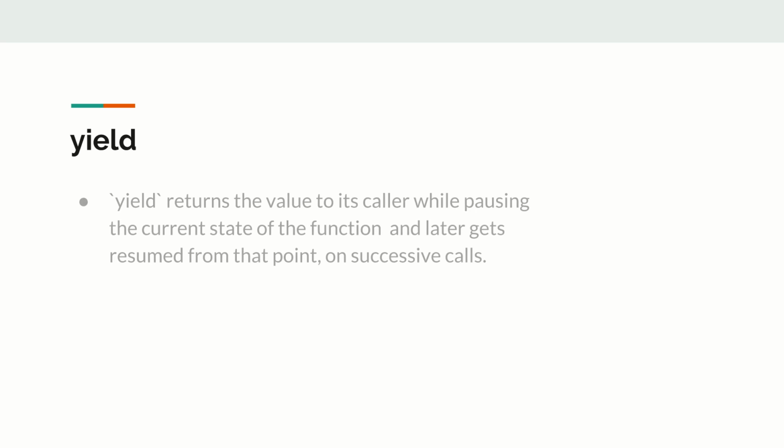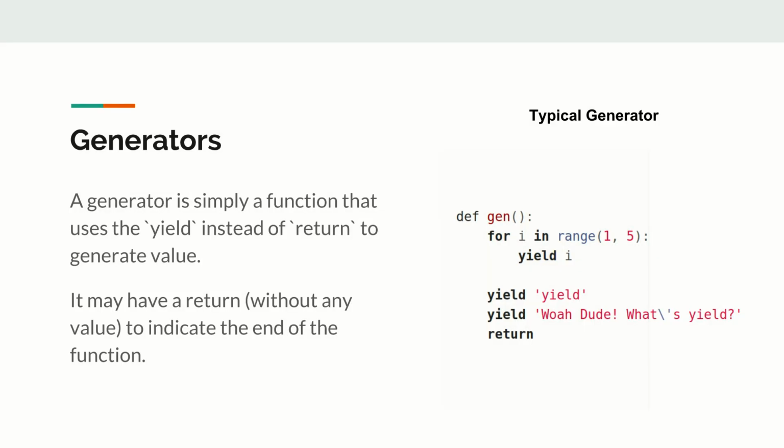Now, the question is what the yield statement really does. That is, what is the difference between the yield statement and the return statement? Now, what the yield statement really does is it returns the value to its caller while pausing the current state of the function at that point, and later it gets resumed from that point on successive calls. So if we take a quick look at the function we had in the previous slide, moving to the previous slide. Okay, so here you can see that there are multiple yield statements.